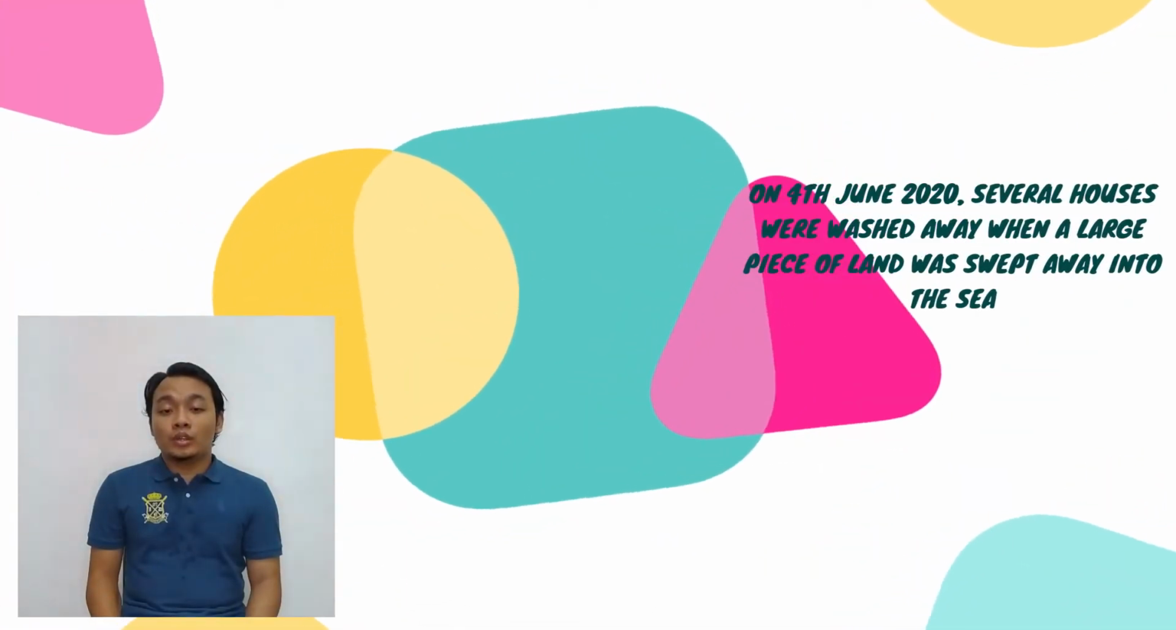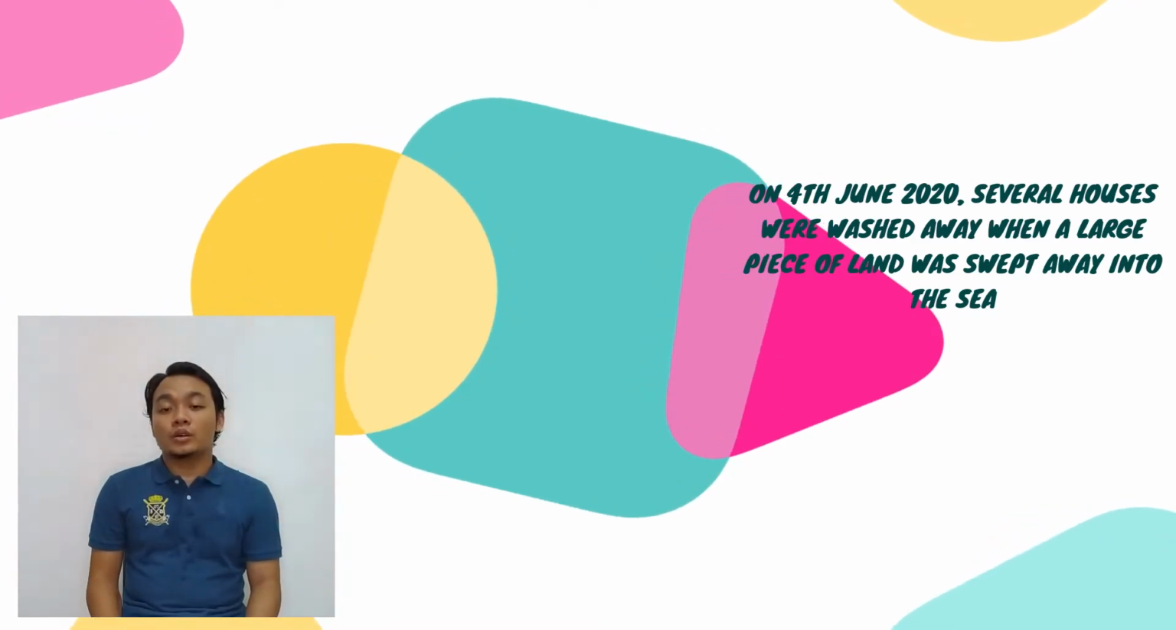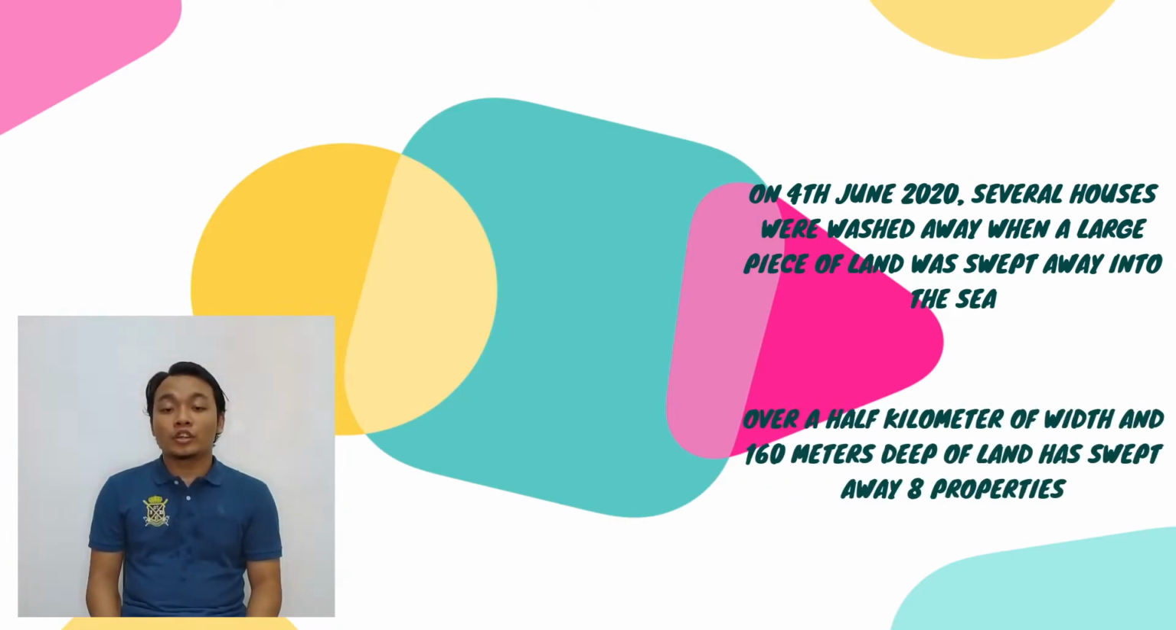On 4 June 2020, several houses were washed away when a large piece of land was suddenly swept into the sea in a landslide in Norway. Over half a kilometer in width and 160 meters deep, the land swept away 8 properties on Wednesday afternoon. The accident only lasted a few minutes. Fortunately, no one is known to be injured.